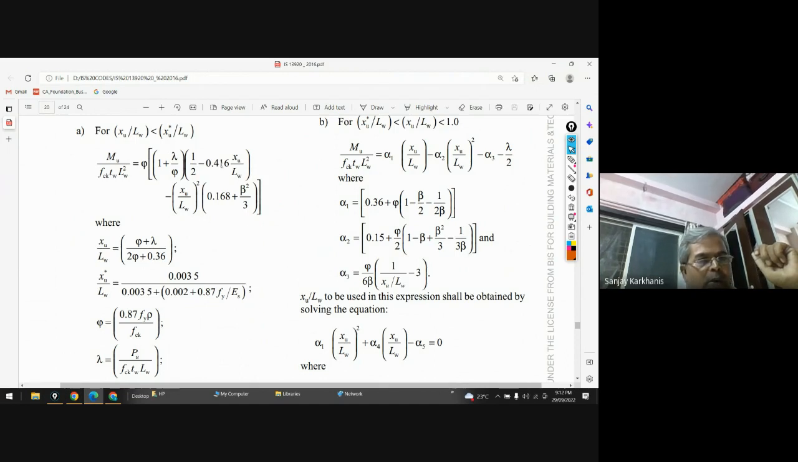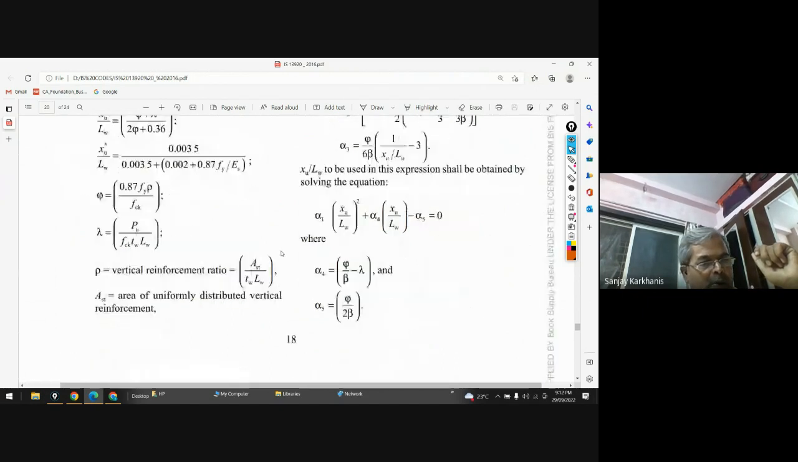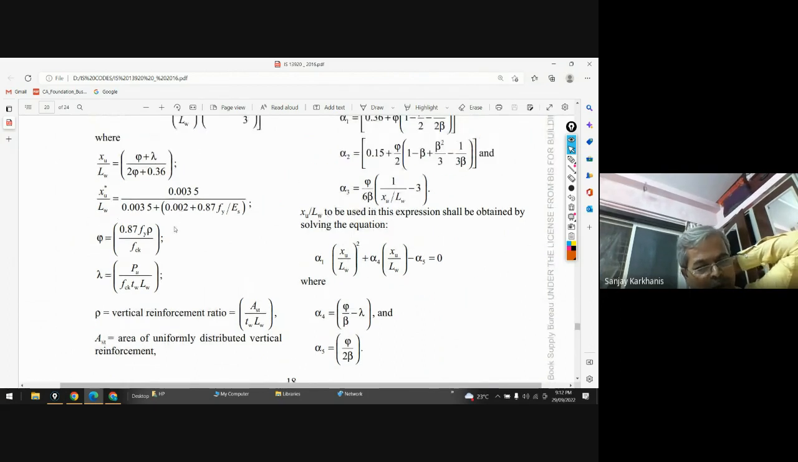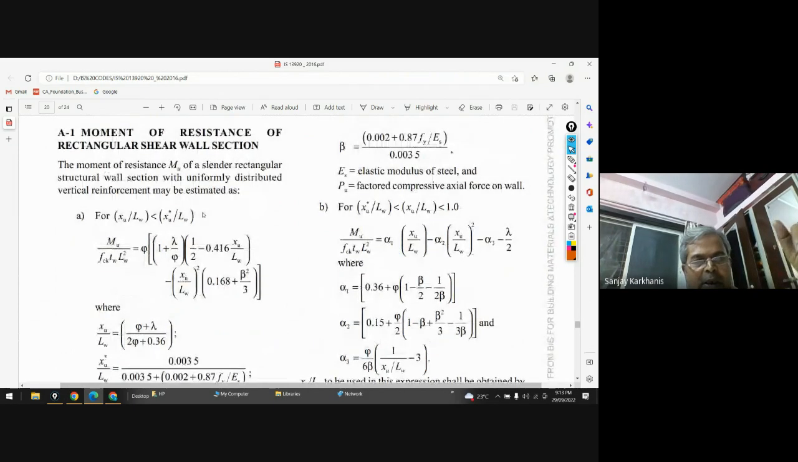So if you want to find out this lambda, you can check it. The lambda is calculated as axial force divided by FCK multiplied by TW and LW. Then if you want to find out phi, phi is 0.87 Fy rho over FCK. Then rho is the percentage of reinforcement that you have used, the vertical reinforcement ratio, AST divided by thickness of wall into length of wall. All these things are complicated, and then you have to find it by trial and error.